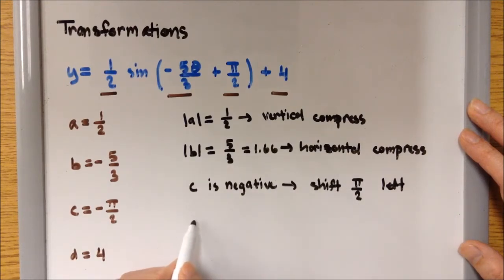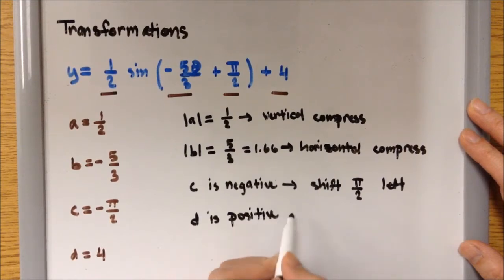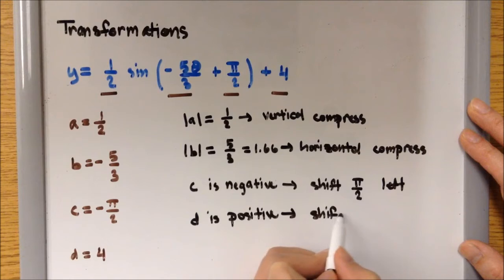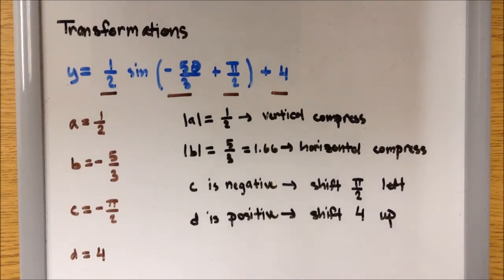Now D is positive, so shift 4 up. It moved 4 units upward. Alright, so that's basically the dilation and the translation.